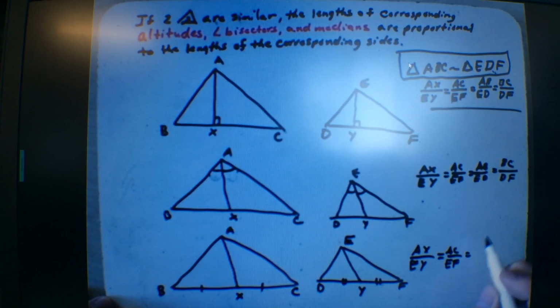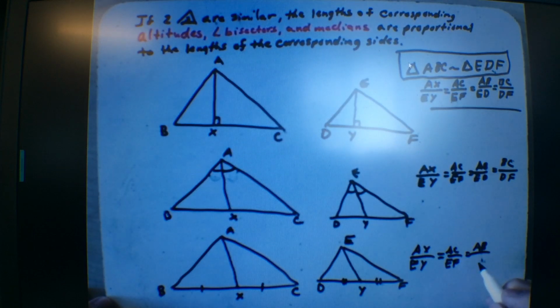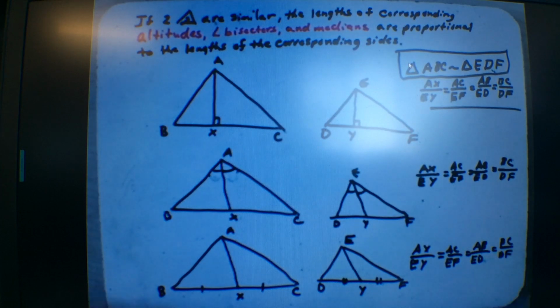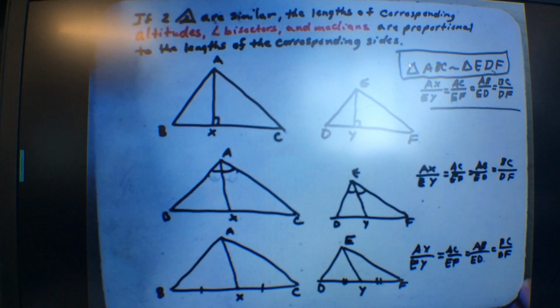equals AB over ED equals BC over DF. Okay? So does that make sense to you? All right. So let's take a look at examples then that we could use to solve something. Okay?